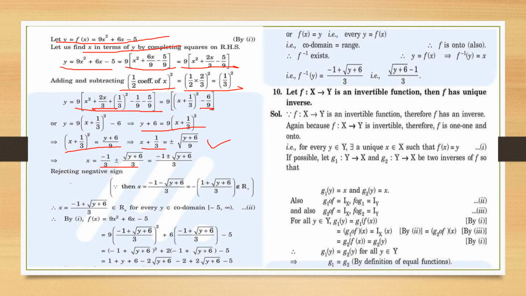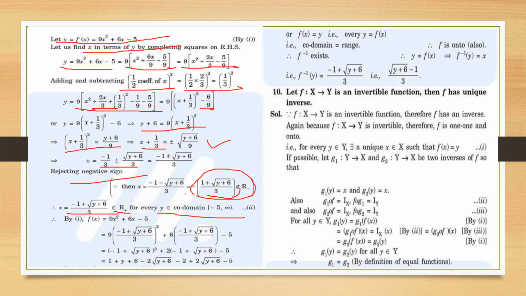Now I have to reject the negative sign. Why? Because as you see, if I take the negative sign, this negative term and the other negative term together, this result will not belong to R positive. Okay. So that means I should take minus 1 plus root (y plus 6) upon 3, which will belong to R positive, right?